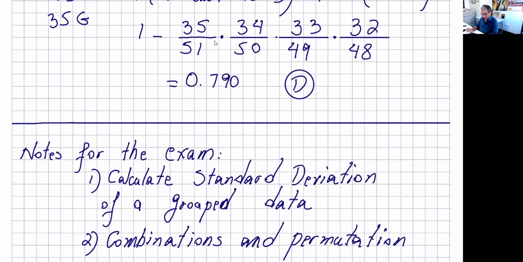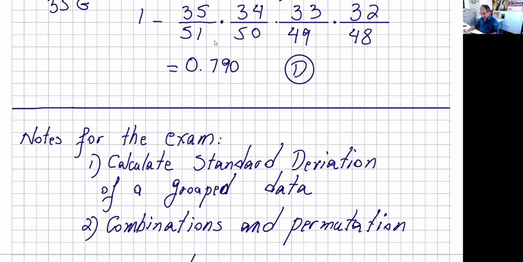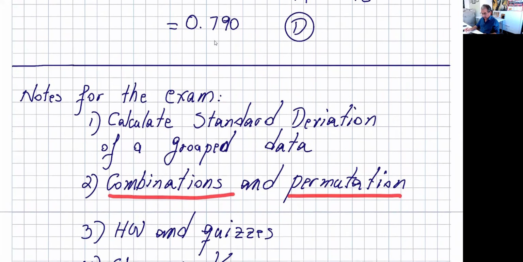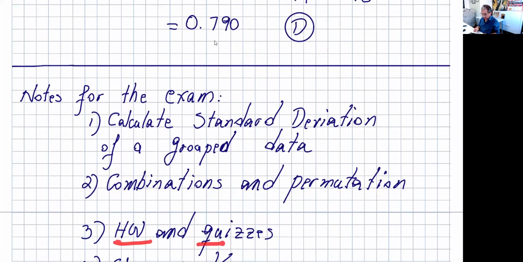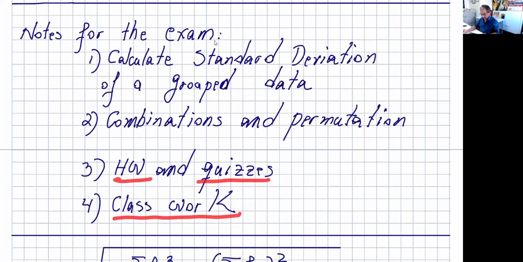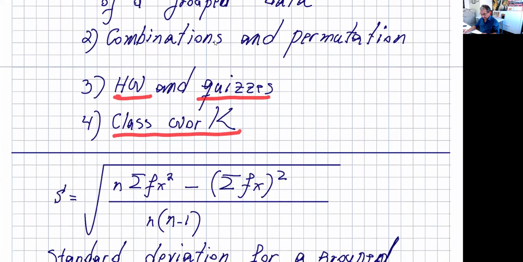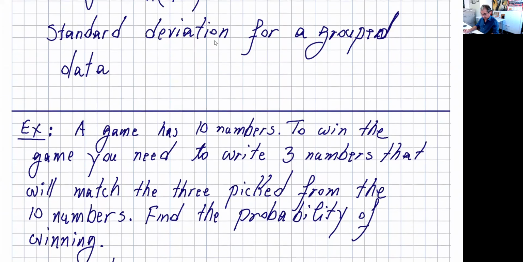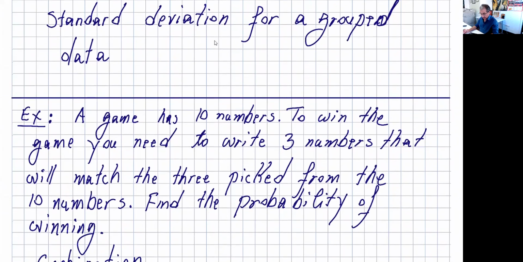I put some notes for the exam. You can also have to calculate the standard deviation of grouped data. So check your notes, and I think you have that on the homework. You can have combinations and permutations. So make sure to review your homework and the quizzes and whatever I did in class. So this might be on the test. The formula for the standard deviation of grouped data is this. I put it for you. You can use that. And here are a couple of examples with combination and permutation.